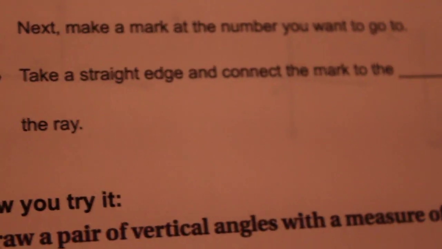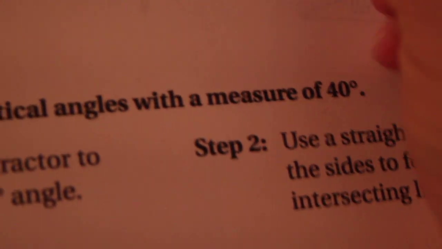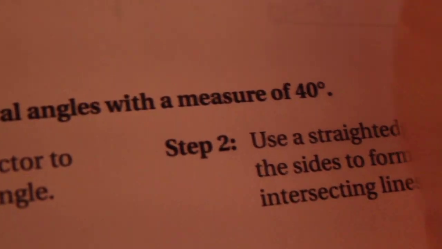Next, make a mark at the number you want to measure to. So if it's 70 degrees, you're going to make a mark at the 70 degrees. Take the straight edge and connect the mark to the vertex. Sorry, to the endpoint. Like I said, they can be used interchangeably depending on if you have a ray or if you have an angle.